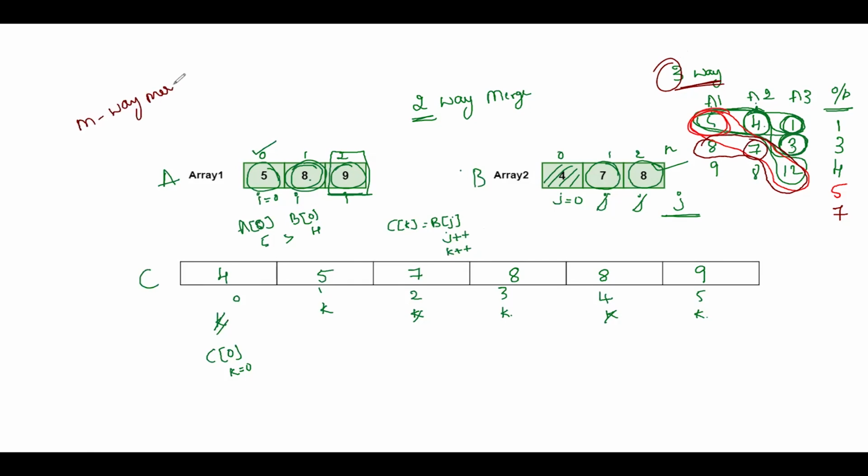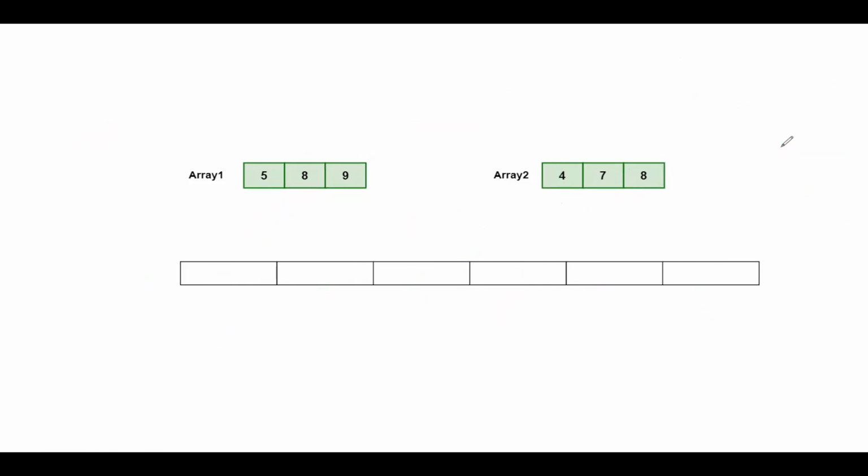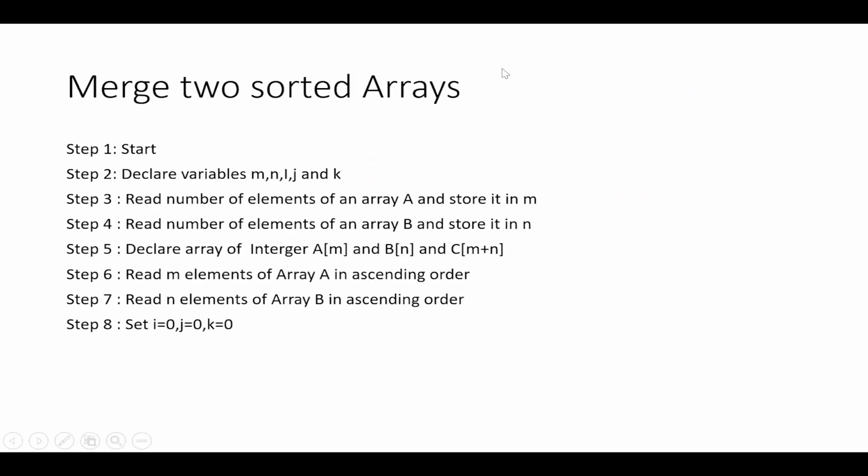So M-way merge is nothing but we will have M number of lists and we can compare in this way and simply merge it into a single array, which is also in ascending order. So this is the concept behind the merge of two arrays. In this case, it is a two-way merge. So let us quickly see the algorithm.